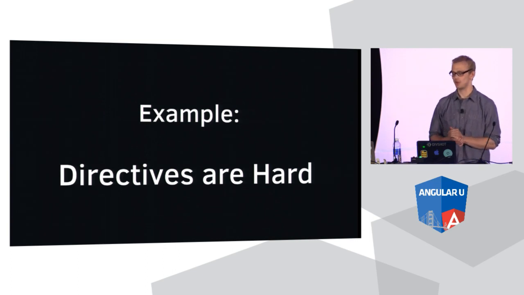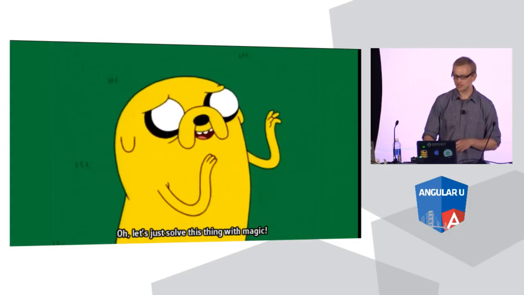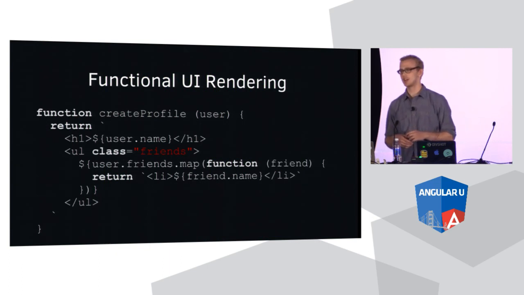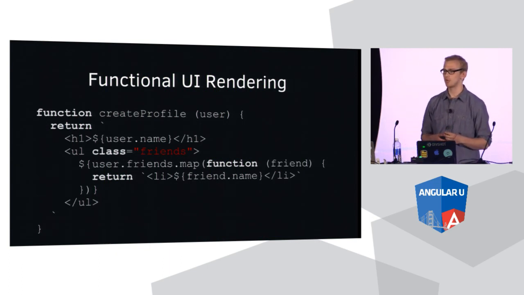Directives are hard. We all know this. And they're a huge part of Angular. And so in a lot of cases, when you have a hard problem to solve, the answer used to be you just need to understand the directive API better. And what I'm going to propose instead is that we solve it with magic. And that magic is something called functional UI rendering. This is a concept that was popularized by React, but we're going to take it outside of React.